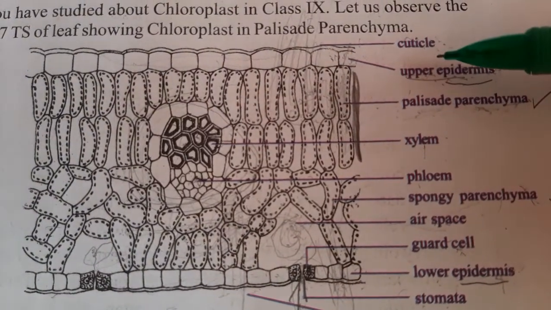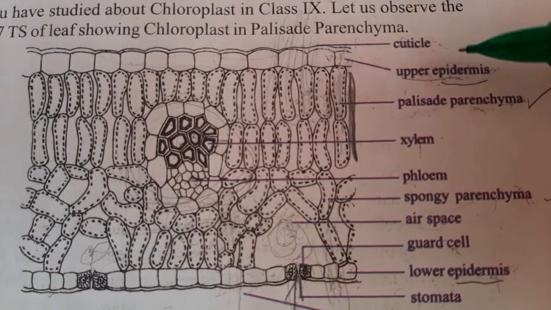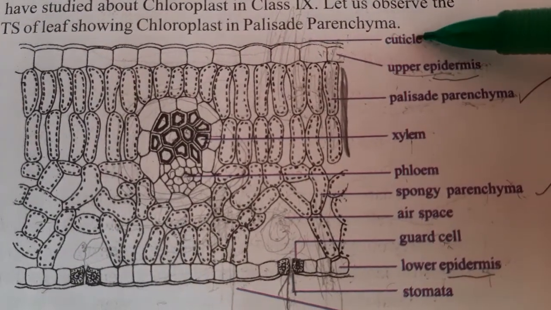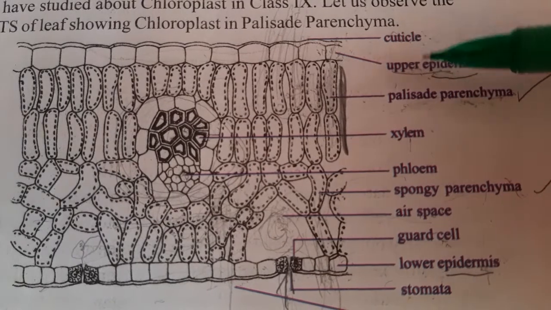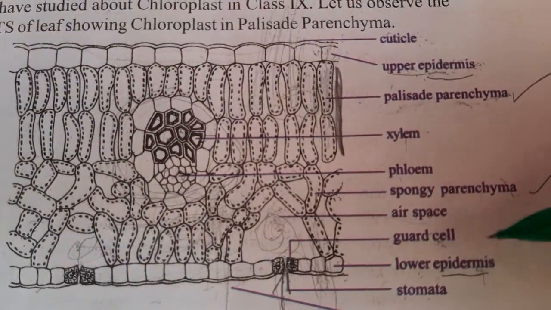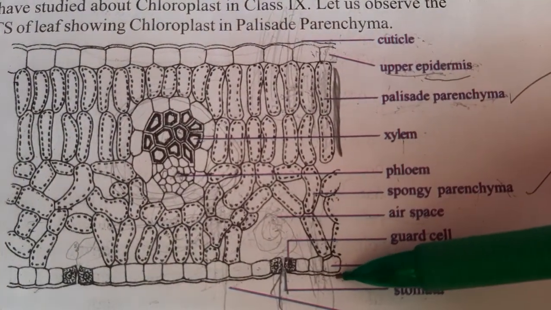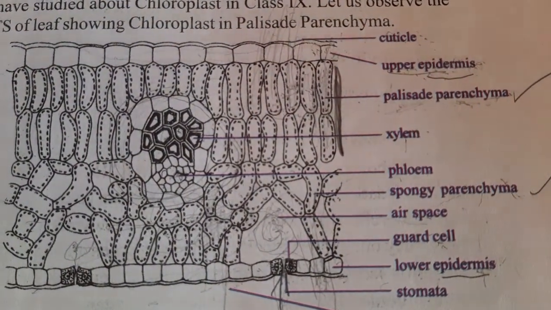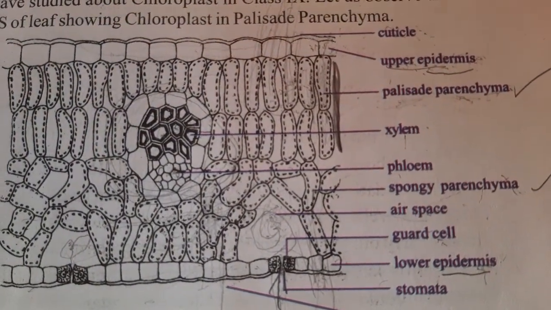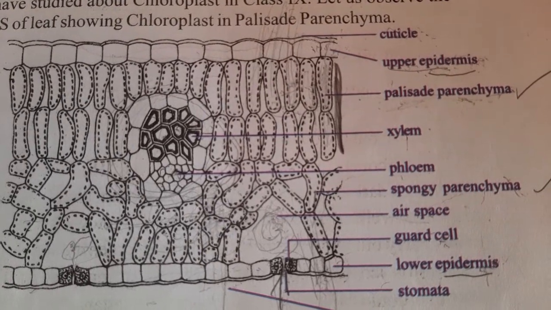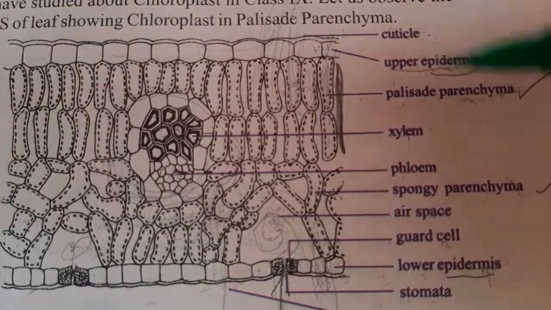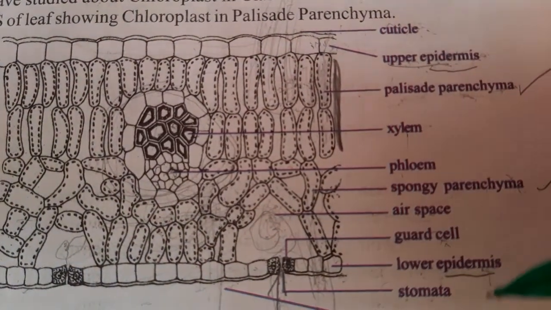And students observe the outside of the epidermis there is waxy layer. It is called cuticle. You can find this cuticle outside of this lower epidermis also. This is cuticle. So what is the function of cuticle? So cuticle helps retain the water inside the leaf cells. So that is the function of cuticle.